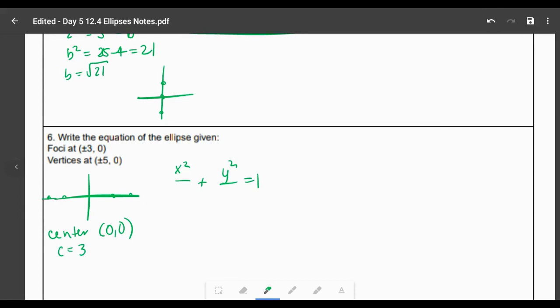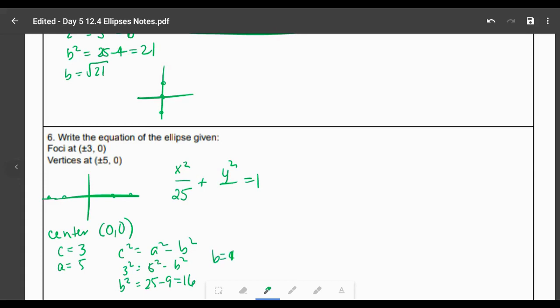I know that a is equal to 5 because the vertices have to be the end of the major axis. So that gives me a couple things. So I know that underneath the x squared should be 25 because 5 squared is 25. And then we need to know what b is. So if we have c squared equals a squared minus b squared, I've got 3 squared equals 5 squared minus b squared. So if I add b squared to the other side, I get b squared equals 25 minus 9, which is 16. And b is equal to 4.